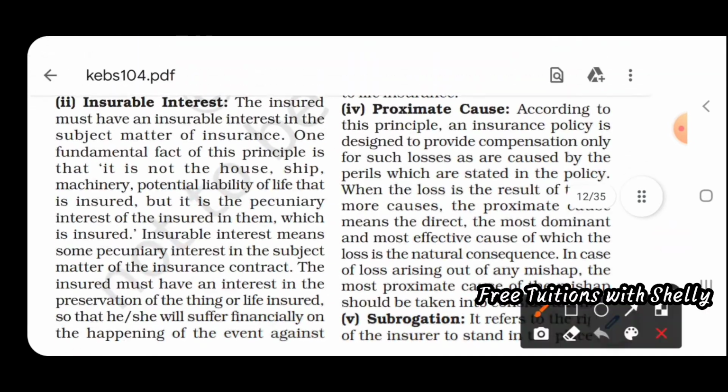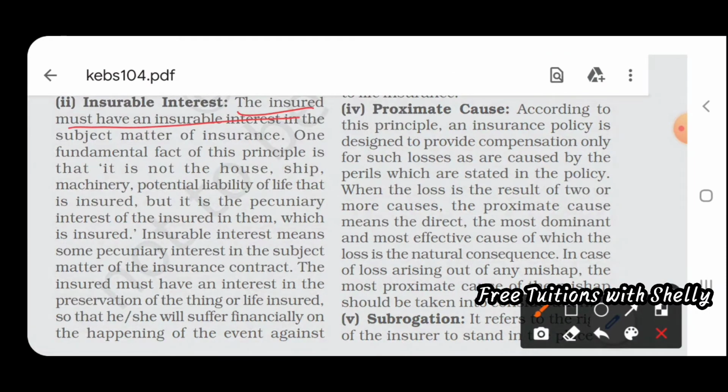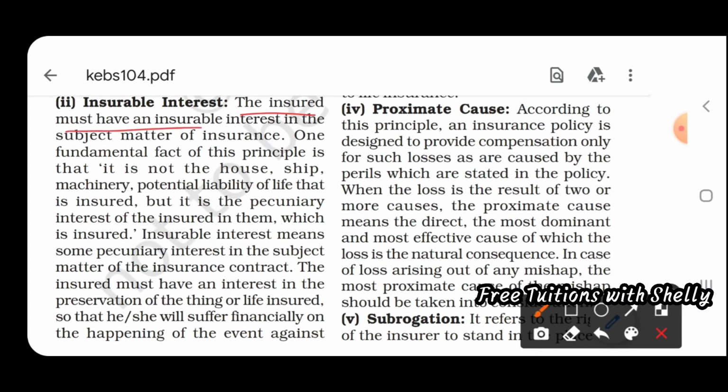Insurable interest means that the party who has taken an insurance policy must have an interest in the subject matter. So when you have interest only, you will take an insurance policy, right? There must be a reasonable interest in the subject matter. That is, insurable interest means some interest in the subject matter of the insurance contract.